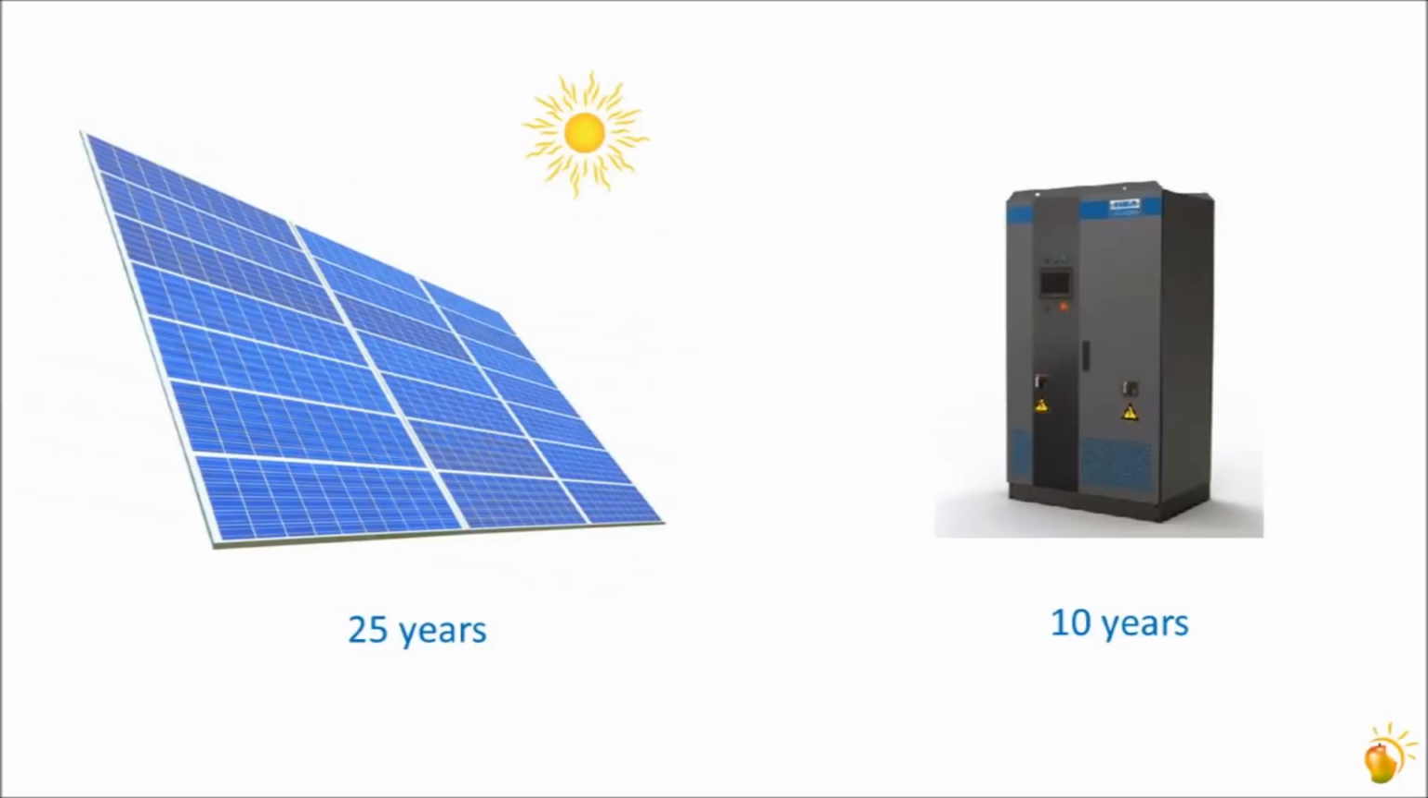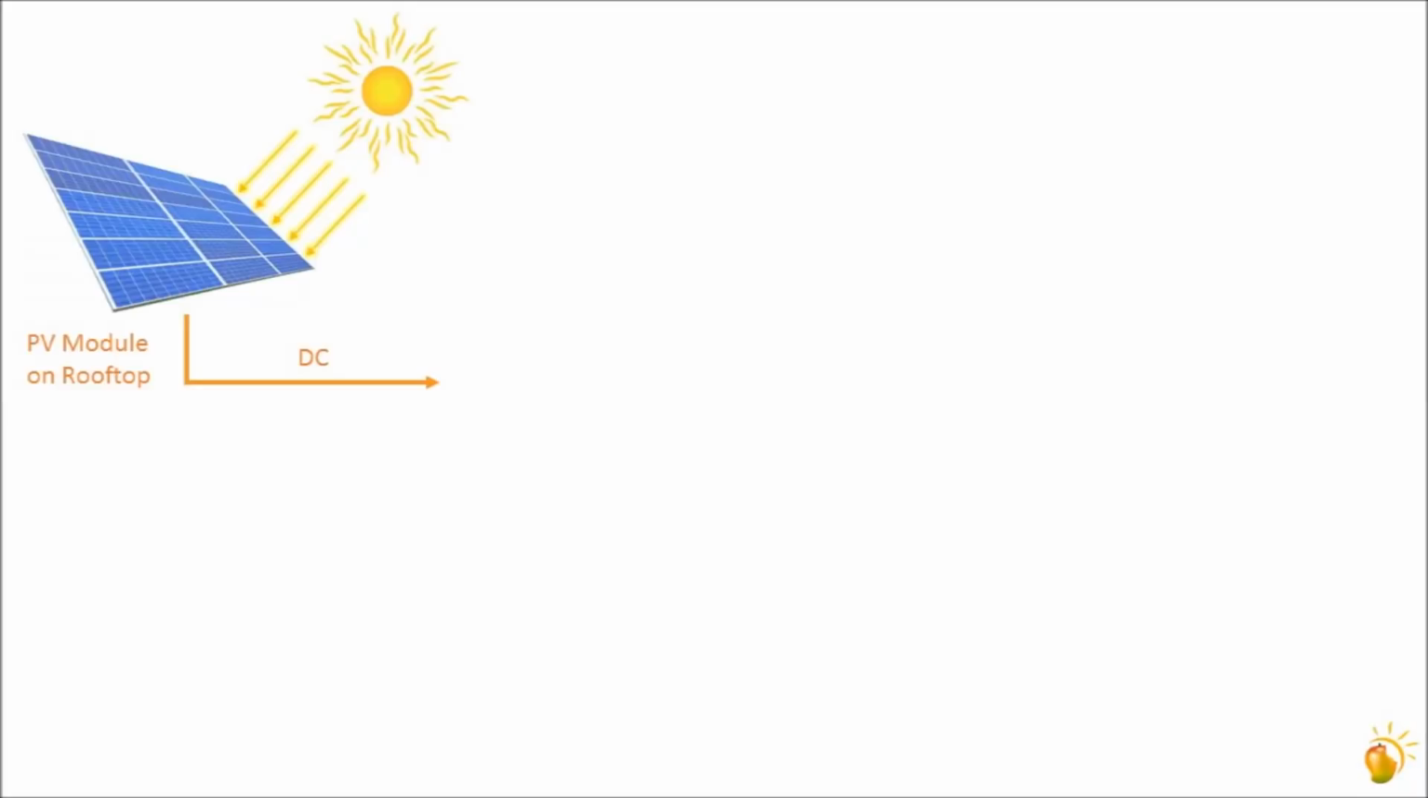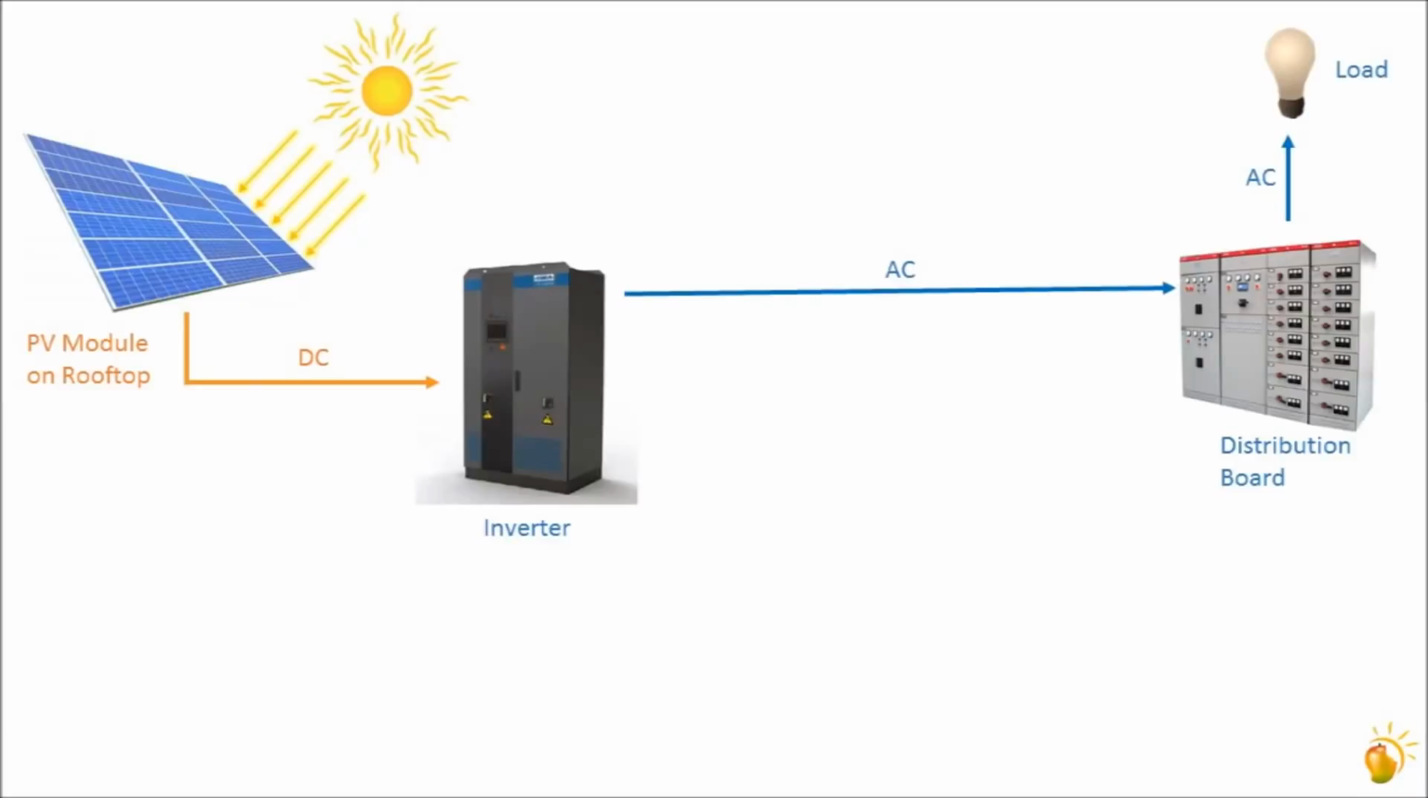Let us recap what we have seen today. Solar energy can be either solar thermal, which uses the sun's heat, or solar PV, which uses sunlight. Rooftop solar plants which generate electricity use solar PV. The solar panels only generate DC power. It is the solar inverter that converts this DC power into AC and integrates the plant with other power sources.